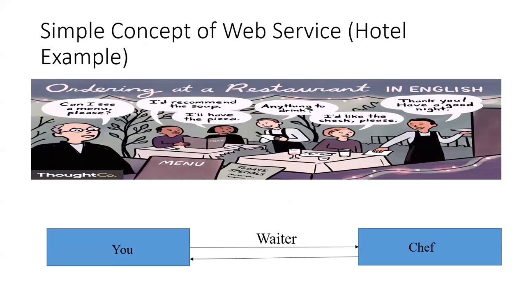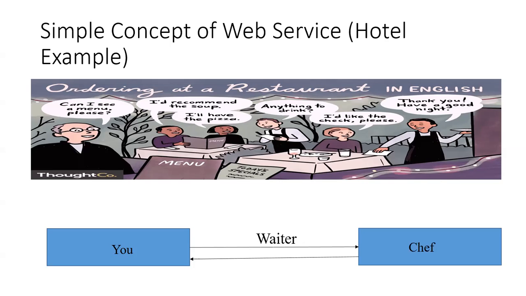Suppose you go to a hotel and try to place an order. At that time the waiter comes to you, takes your order and passes it to the chef, right? So the waiter works as a web service in the computer world. You cannot communicate directly with the chef. You just pass the order to the waiter and the waiter forwards it to the chef.